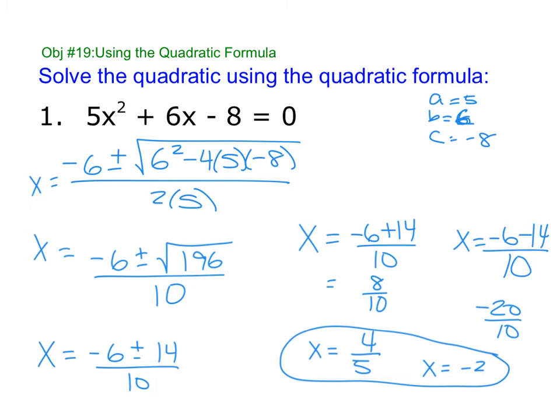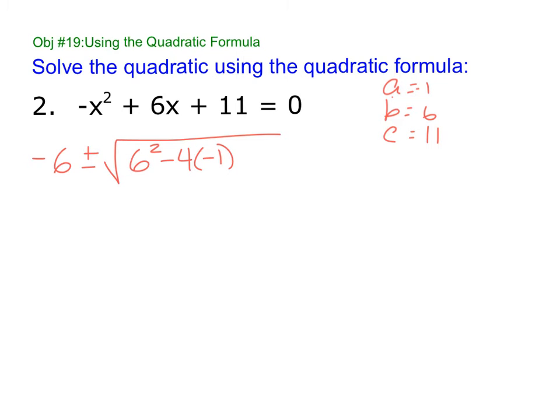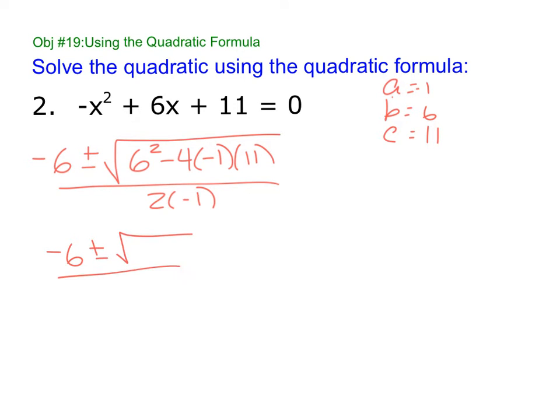So that's exactly what we did in the problem from yesterday. All right, here's another one. Try it on your own. All right, so in this case, my a is negative 1, b is 6, and c is 11. So negative b plus or minus the square root of b squared minus 4ac all over 2a. Negative 6 plus or minus the square root, all over 2 times negative 1. Let's see what we get under that square root. All right, I got 80.